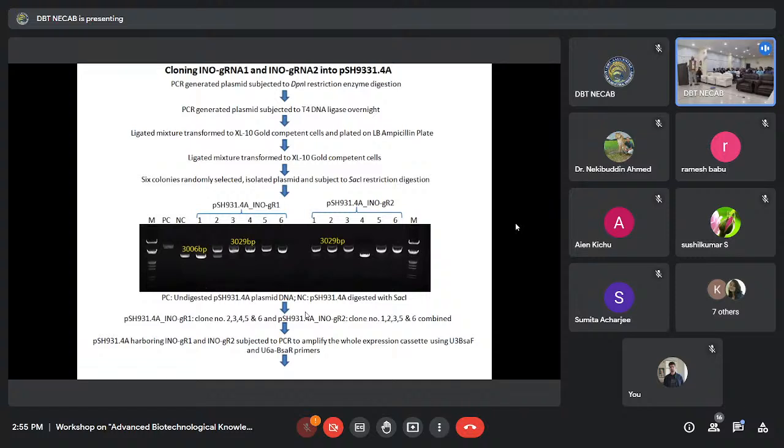So we digested the whole PCR product with the DpnI restriction enzyme. The purpose of digesting with DpnI is that it only recognizes the methylated recognition sequence. The parental plasmid DpnI site is methylated, whereas the amplified fragment of the same plasmid has a non-methylated DpnI site. We want to remove the parental plasmid DNA because it does not contain the guide RNA, so we digest with DpnI.